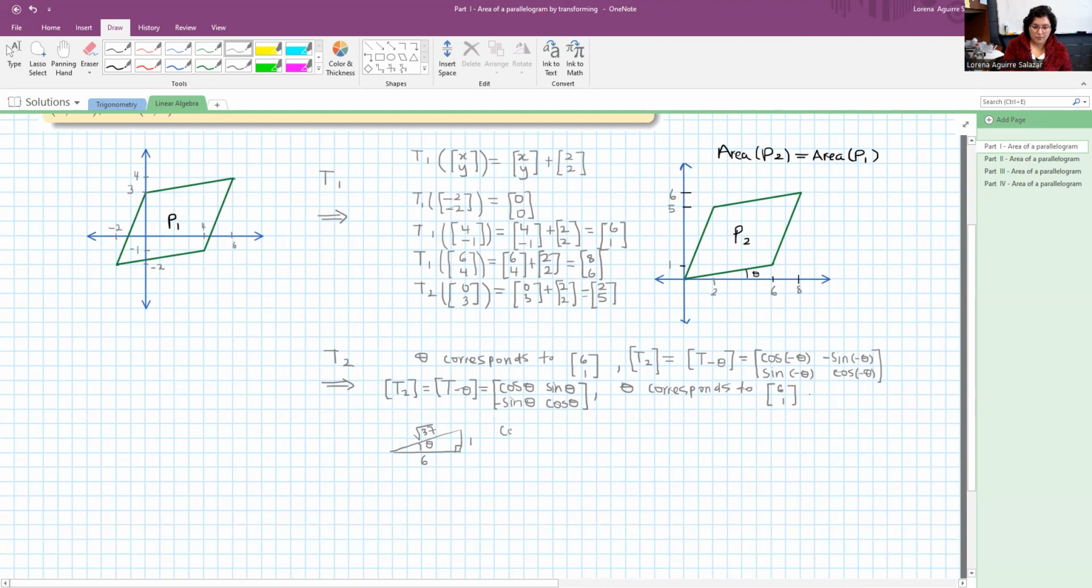Then the cosine of theta, because theta is in the first quadrant, is 6 over root of 37. And the sine of theta, because theta is in the first quadrant, is 1 over root of 37.